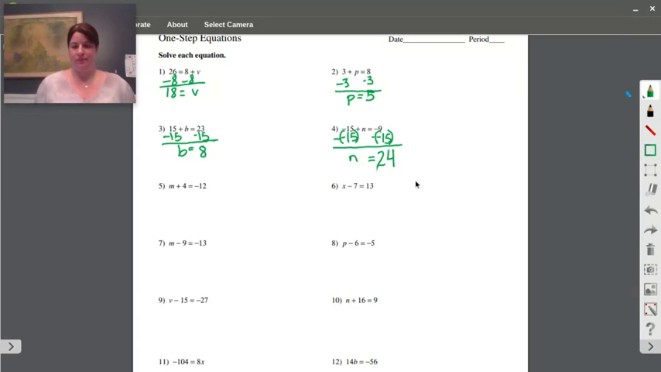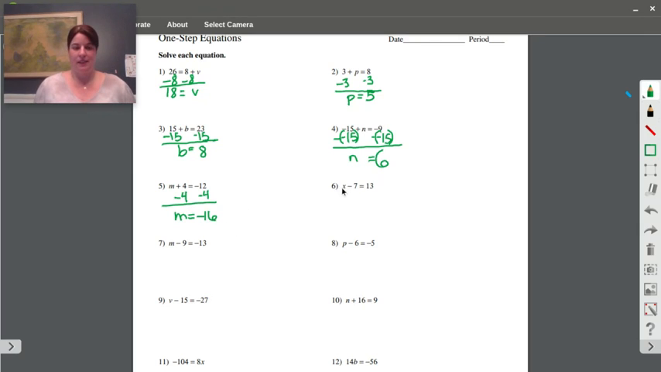Okay. Oh, no, hang on. It's negative 9 minus negative 15. So negative 9 minus negative 15 is 6. Sorry, I blocked off my own negative sign there. All right, so next one, m plus 4 equals negative 12. We're going to subtract 4 from both sides. We end up with m equals negative 16.